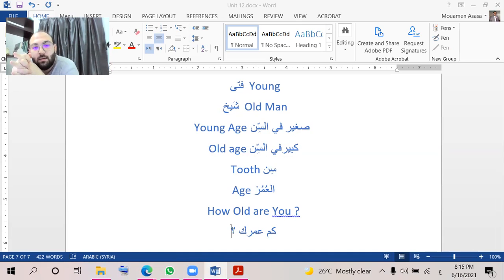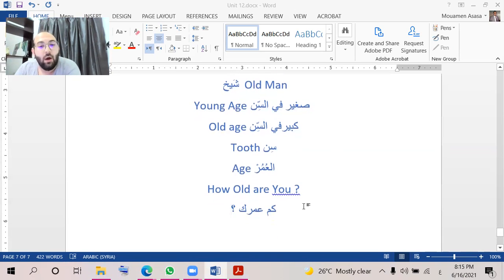Instead of sin, we can say صغير في العمر, كبير في العمر. But the more common way is to say صغير في السن, كبير في السن. The only way of asking people how old are you is كم عمرك.